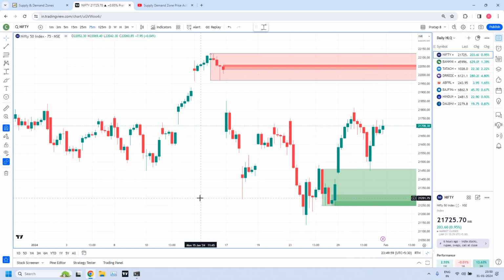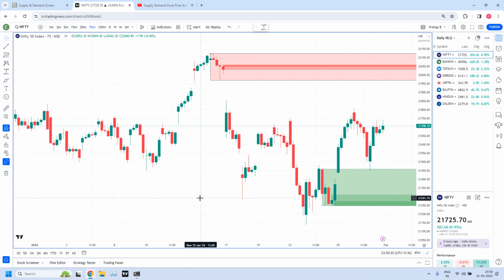And tomorrow is going to be the budget day. You can see a huge volatility in the market. Probably a lot of ups and downs you might be seeing in tomorrow's market. So those who are not aware of the volatility concepts or volatility conditions, better to stay away from the market from a trading point of view tomorrow.